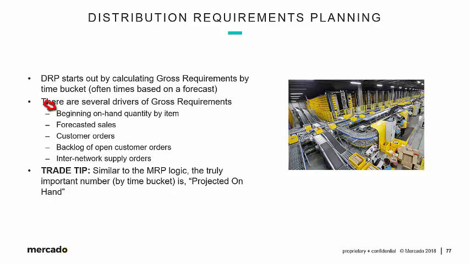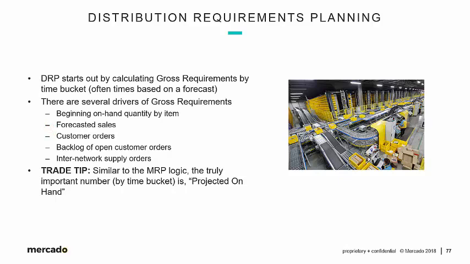Beginning on-hand inventory by item. What do we have already in those warehouses, in those DCs around the country? How does that quantity line up with our forecasted sales for those goods? What impact are customer orders going to have not only on the forecast, but on the on-hand quantities and what we can allocate to customers?